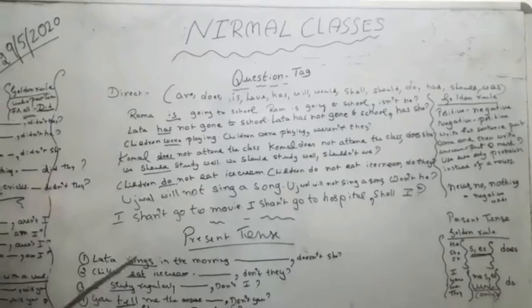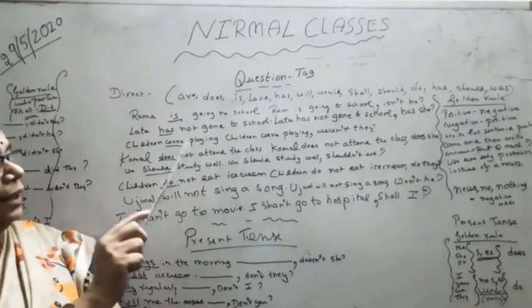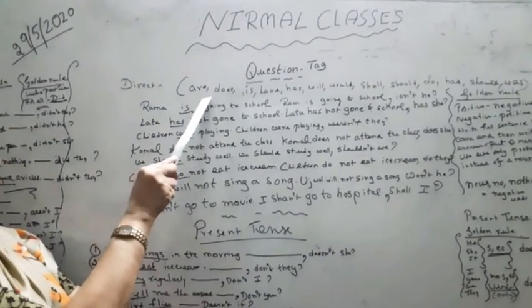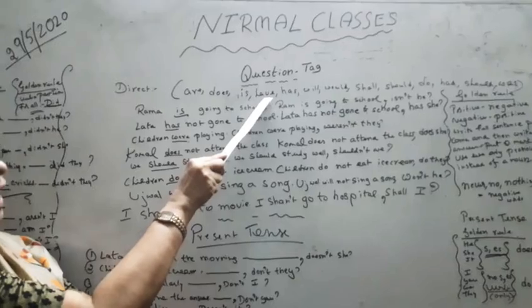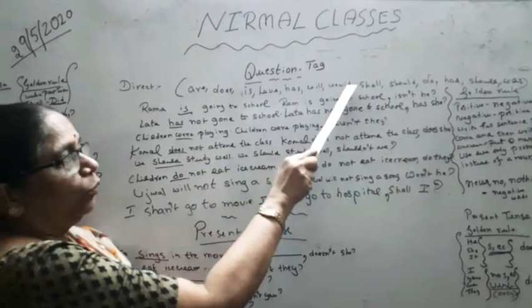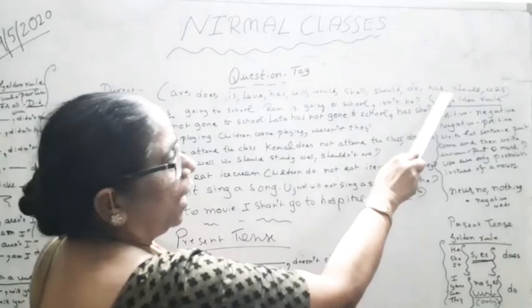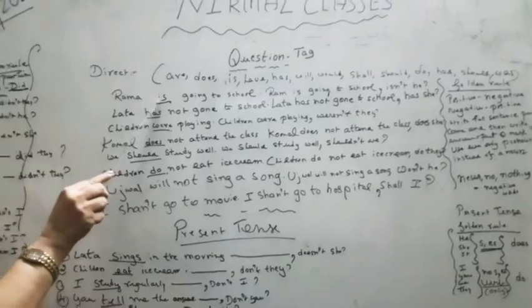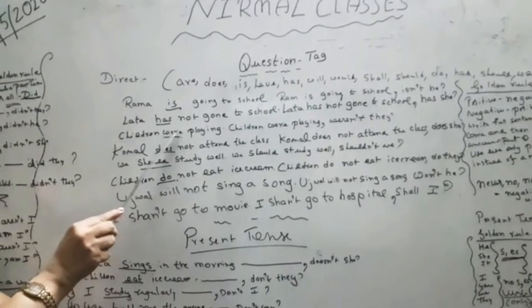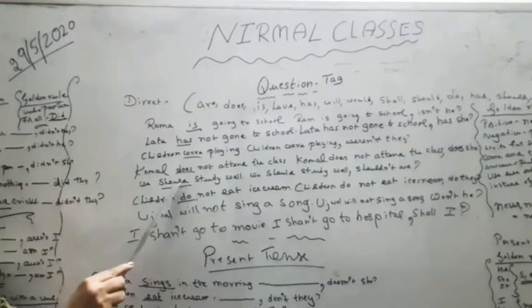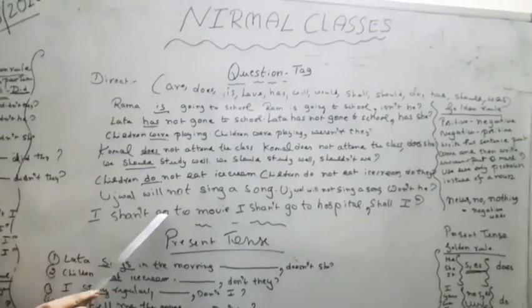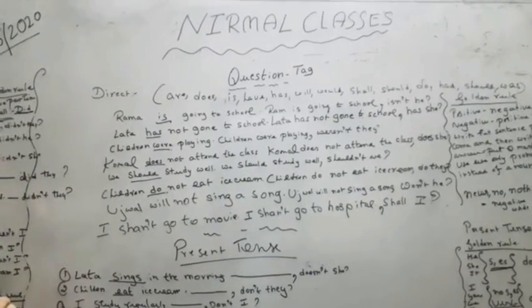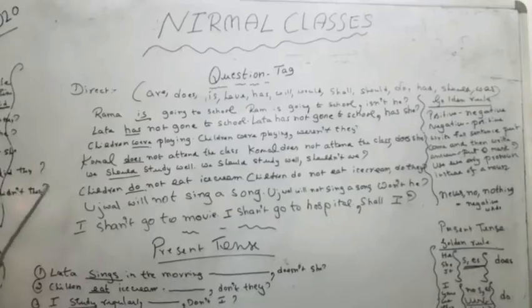Okay. Now, question 10. In some sentences, you are finding verbs like are, does, is, have, has, will, would, shall, should, do, had, was, directly. For example, see here, I have underlined them: is, has, does, should, do, will. Now, I will teach you the rules, how to do question 10.